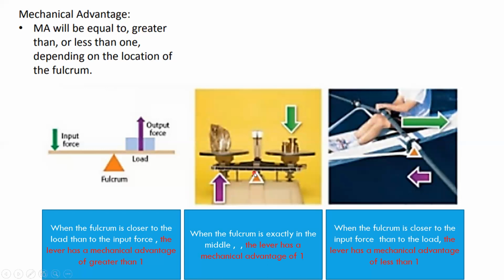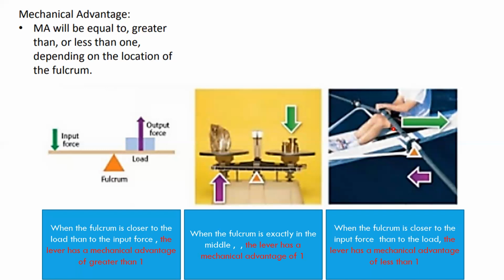But in the second picture here, the fulcrum is exactly in the middle, so the mechanical advantage will be 1. And in the third picture here, the fulcrum is closer to the input force, so the mechanical advantage will be less than 1. So when the fulcrum gets closer to the load, it will be greater than 1. It could be 1.5, it could be 2.